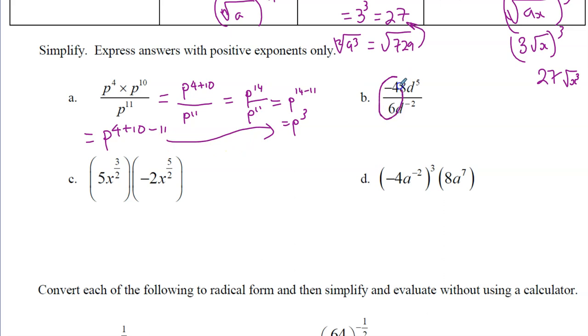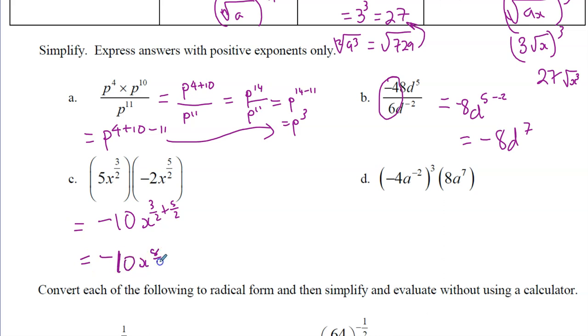In this expression, deal with the numbers first, so we have negative 8, and then the d, that's going to be 5 minus negative 2, so negative 8 d to the 7th. What do we got here? We've got 5 times negative 2 is negative 10x. Okay, and we add the exponents. 3 halves plus 5 halves is 8 halves. Negative 10x to the 8 halves, which is negative 10x to the 4th.